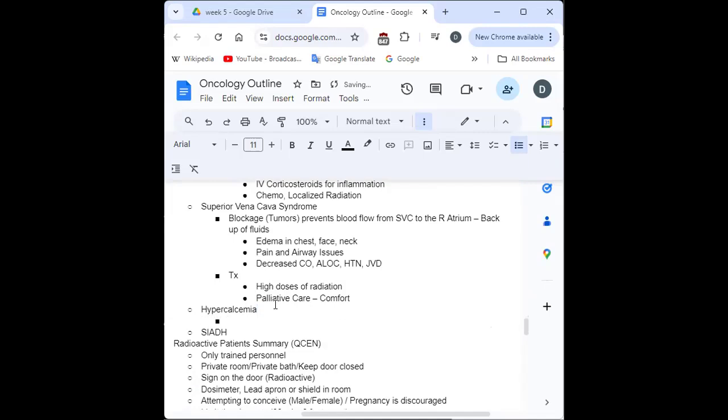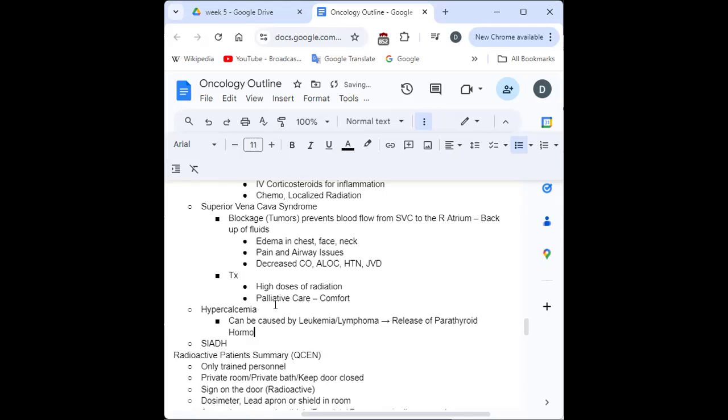Hypercalcemia is exactly what it sounds like. It's a lot of calcium in the blood. I'll write down hypercalcemia and release of parathyroid. For information that doesn't really matter, I think the main thing for this one is just knowing your main treatment and maybe some signs and symptoms of hypercalcemia. You guys know it.